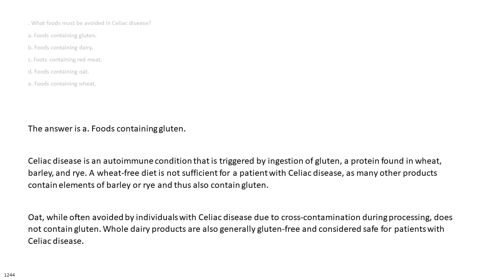The answer is A. Foods containing gluten. Celiac disease is an autoimmune condition that is triggered by ingestion of gluten, a protein found in wheat, barley, and rye. A wheat-free diet is not sufficient for a patient with celiac disease, as many other products contain elements of barley or rye and thus also contain gluten. Oat, while often avoided by individuals with celiac disease due to cross-contamination during processing, does not contain gluten. Whole dairy products are also generally gluten-free and considered safe for patients with celiac disease.